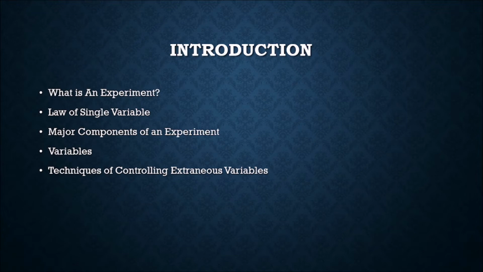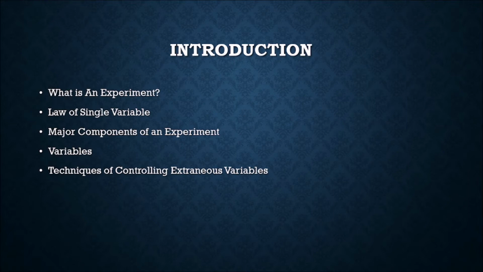V1 divided by V2 is equal to P2 divided by P1, where V is the volume and P is the pressure. According to Charles' law, the volume of an ideal gas is proportional to the temperature. When the temperature increases, volume increases. Symbolically, V1 divided by V2 is equal to T1 divided by T2, where V is the volume and T is the temperature.